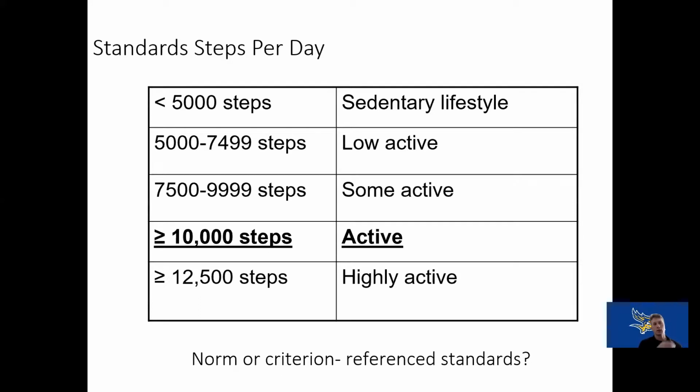You have to reach this level in order to fall in this category. Most people are in this low active to sedentary lifestyle. We have fewer people that are active and highly active, which puts us at a higher risk for a more obese population with lower physical capacities.